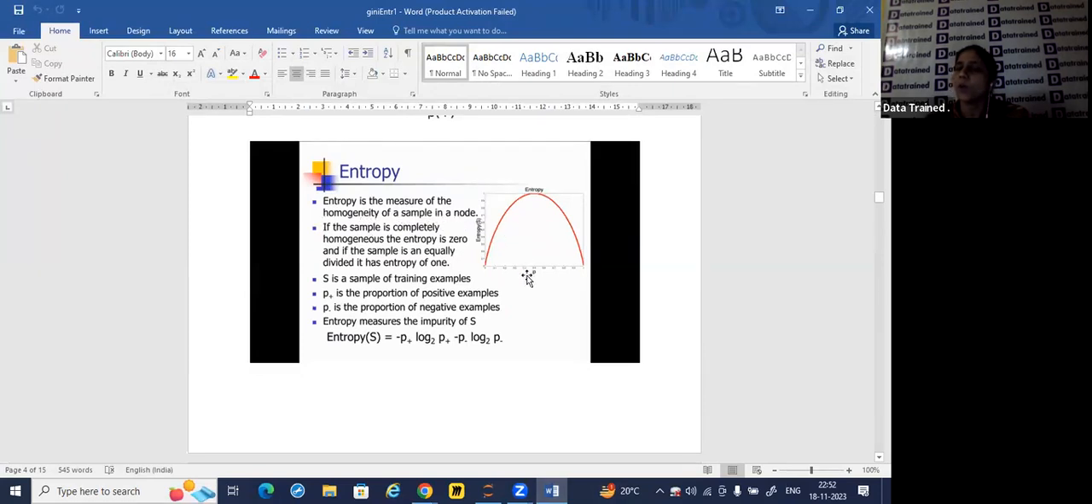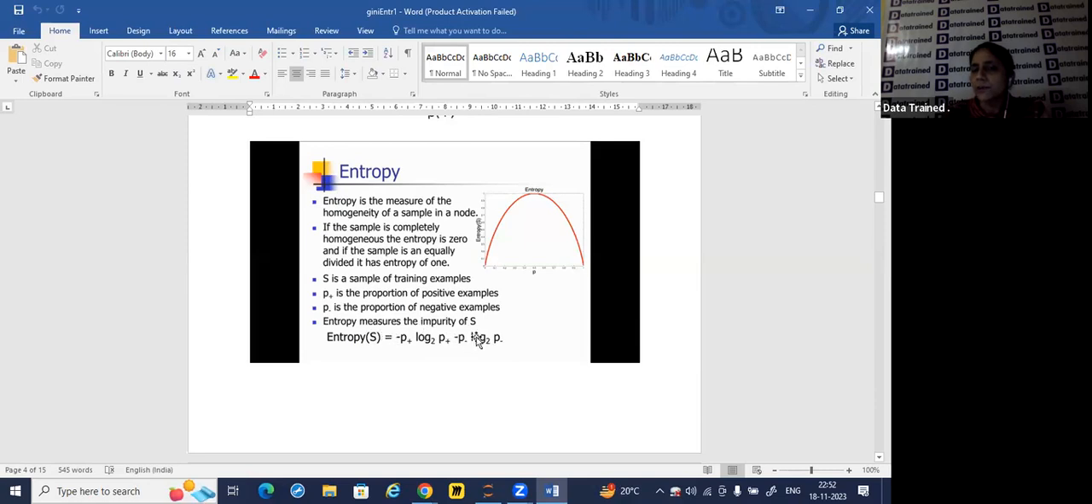So it provides how much homogeneity your data has, how much mixture is present in your data. Okay, if the sample is completely homogeneous, the entropy is totally 0. And if your sample has entropy 1, it means equal numbers of different values are present there, right? So when we talk about entropy, this is the formula working for the entropy.